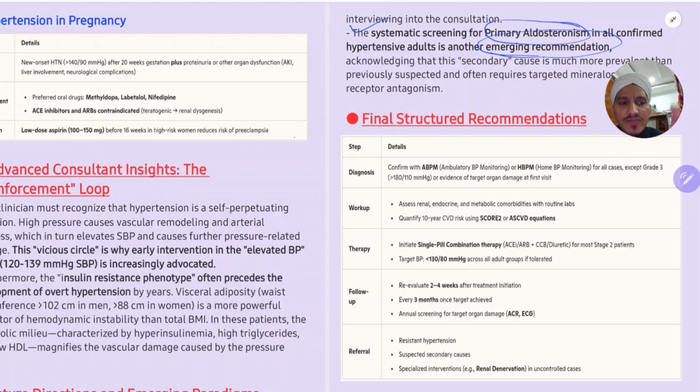And one more stress: keep the BP less than 130, as long as the patient tolerates it. That is one more thing these guidelines are stressing. Okay, keep the BP less than 130 as long as the patient tolerates. And one more thing is, always rule out primary aldosteronism in all patients who are newly diagnosed with hypertension.